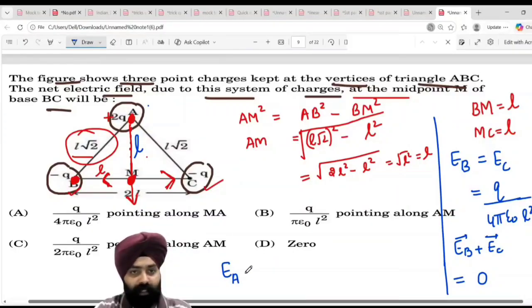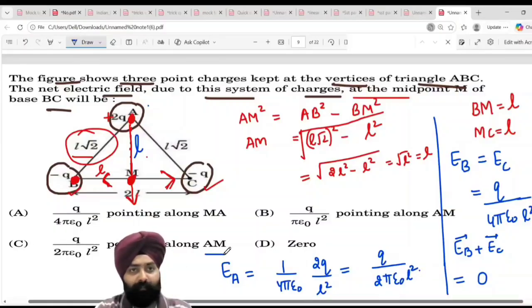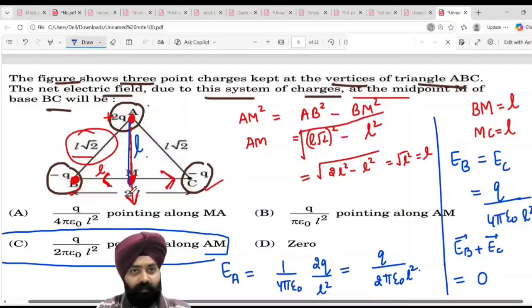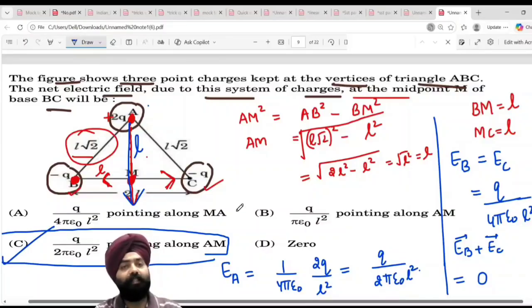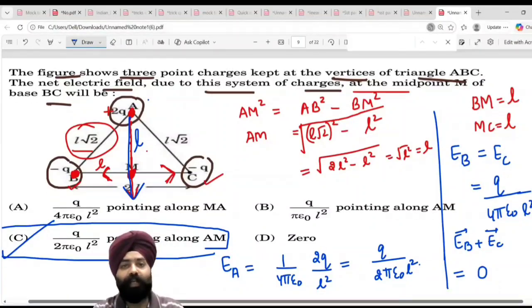So EA equals 1 by 4 pi epsilon naught, 2Q upon L square, which on simplification is equal to Q upon 2 pi epsilon naught L square, along AM. So Q upon 2 pi epsilon naught L square pointing along AM is our answer. Done? Is that clear to everyone? Let's move to the next question now.